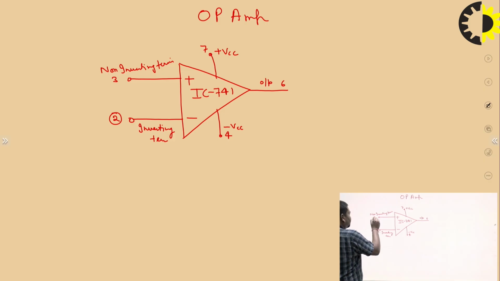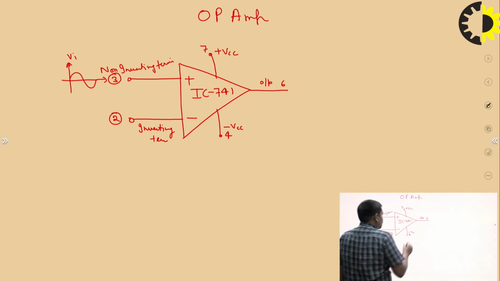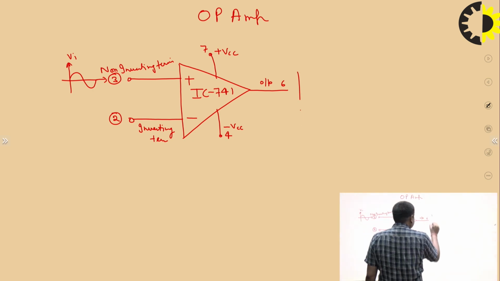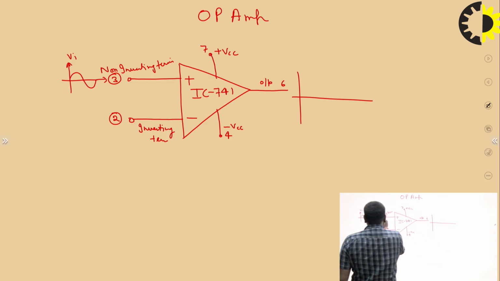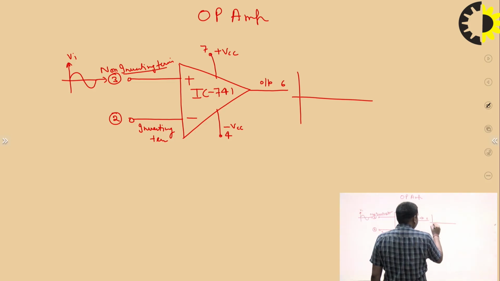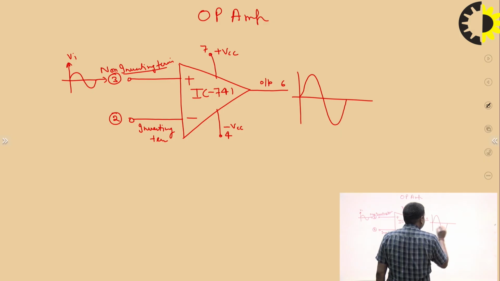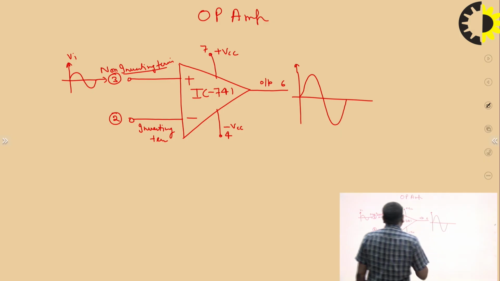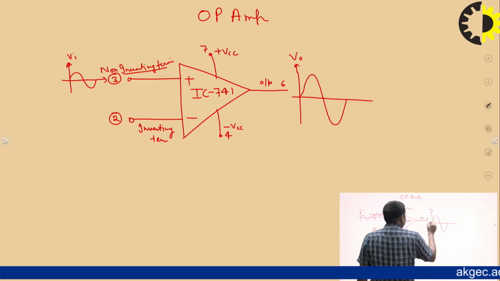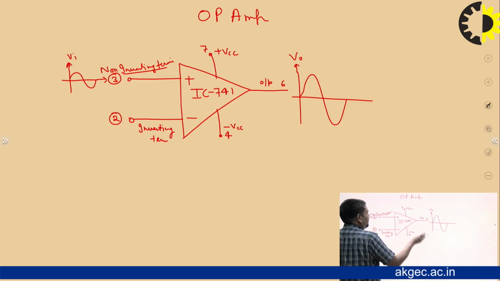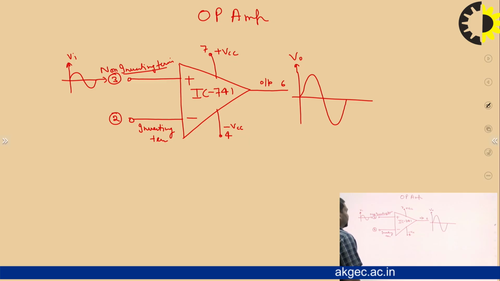What is the meaning of the non-inverting terminal? If we apply any input to the non-inverting terminal, suppose a sinusoidal input, it amplifies the signal, and since it is non-inverting, the output is amplified and in the same phase as the input. So we can say this is a non-inverting terminal.